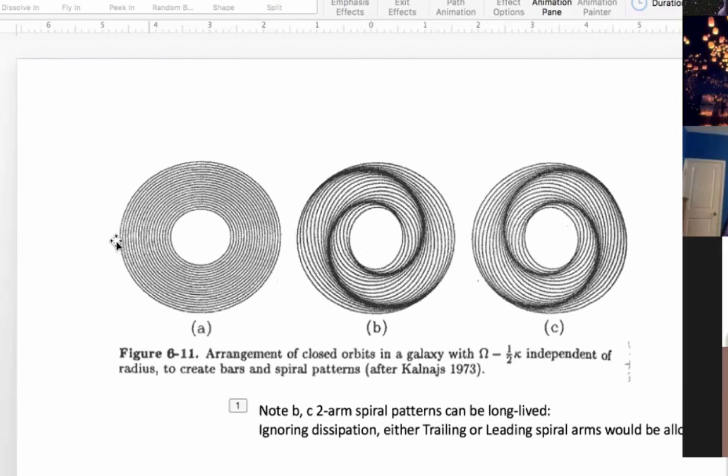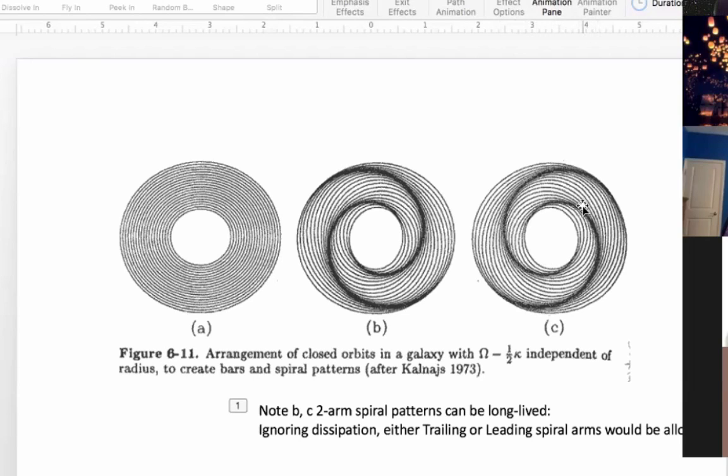Instead of having all the ellipses lined up together, I twisted the ellipses like this to make a beautiful 2-arm spiral pattern. Every time the star comes back, this pattern will still be there. You can see that there's a very strong concentration of star orbits. They're all getting really close to each other along this line and along this line.